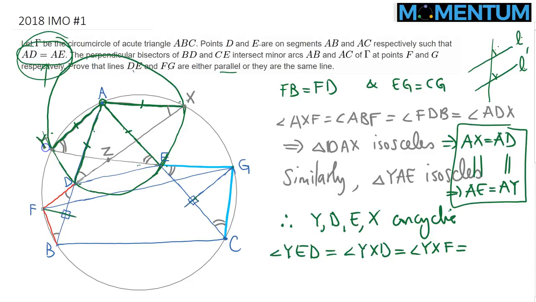Remember, that was the point Y. So angle YGF, and boom, that's it. We have just shown that YED is equal to YGF, and that would immediately establish that DE is indeed parallel to FG. Awesome, so that's one way. We have just shown that this angle is congruent to this angle, and that established that parallel idea.